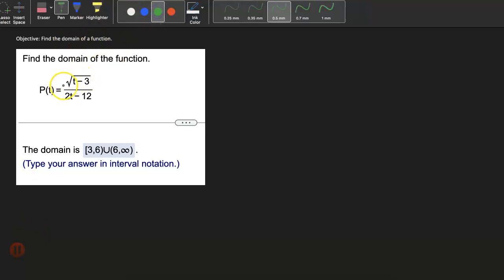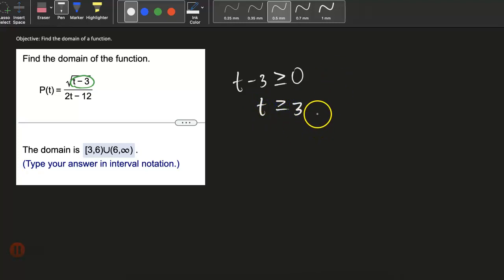So let's first focus on the part of the function that contains the square root. Specifically, we're going to pull out just the radicand, that's what's underneath that radical. We want to make sure that this expression is greater than or equal to 0, because we cannot take an even root of a negative number and have an answer that is a real number. So we solve this little inequality here, and we get the following: t has to be greater than or equal to 3. So we know that's going to be part of our domain restrictions.